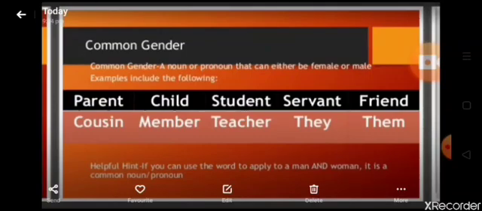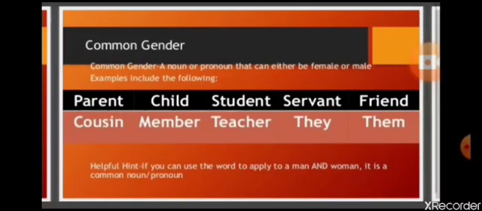The common gender: a noun or pronoun that can be either female or male. Examples include the following: parent, child, student, servant, friend, cousin, member, teacher, they, them. So these are common for all genders.